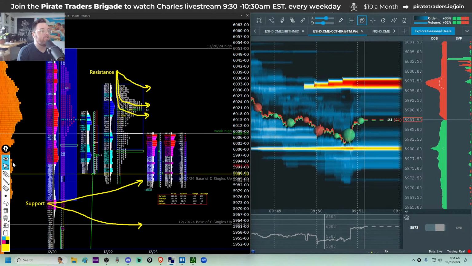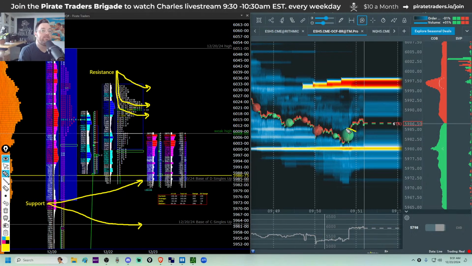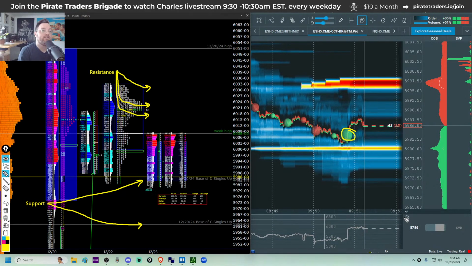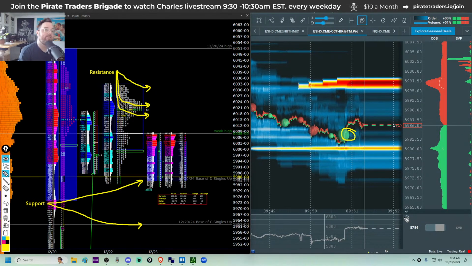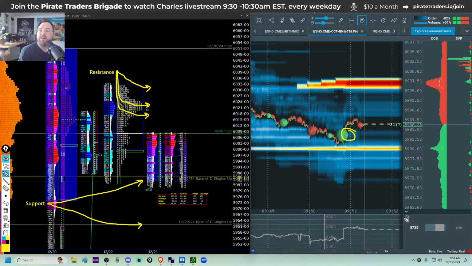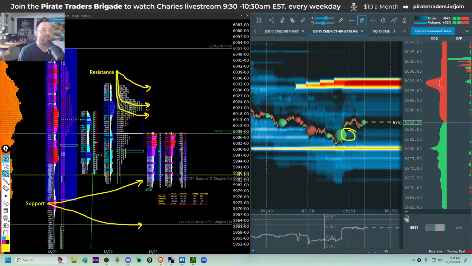So what does the big green dot tell us? Can anyone tell me? Big green dot right at the low. What does that tell us? Come on, chat. You know the answer to this.